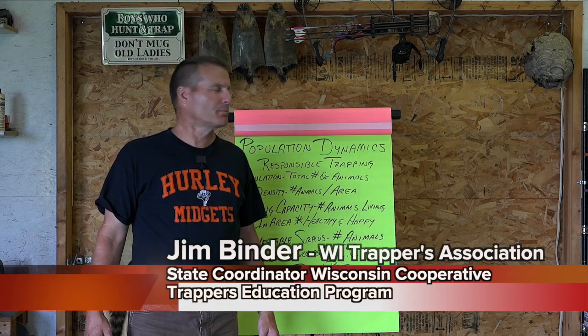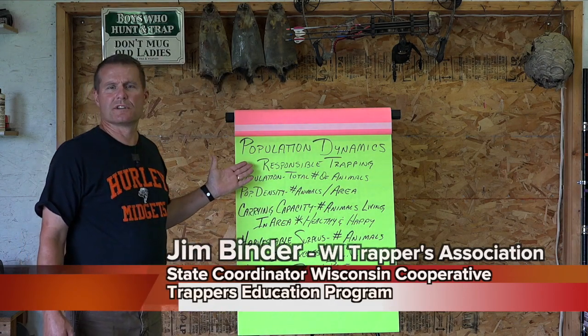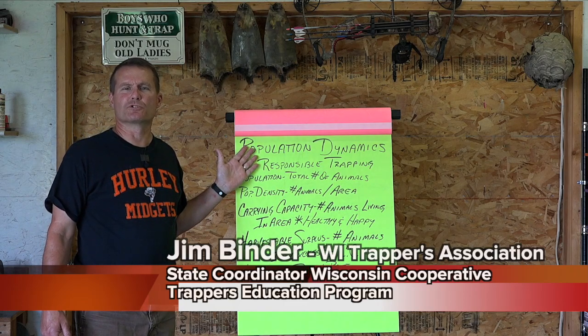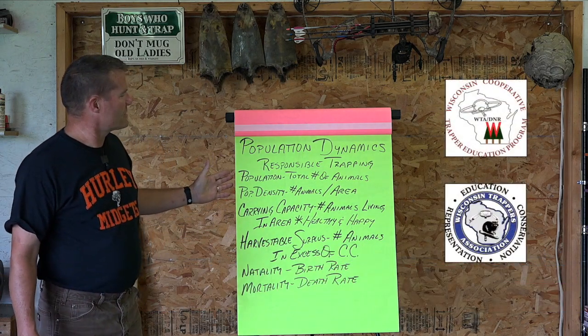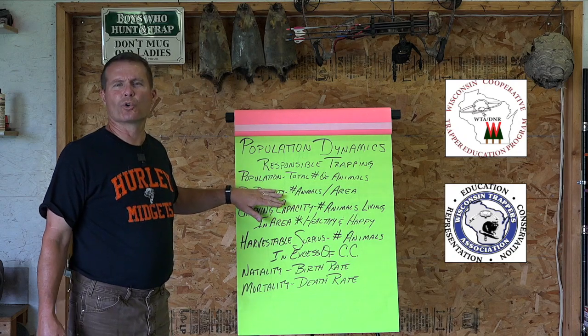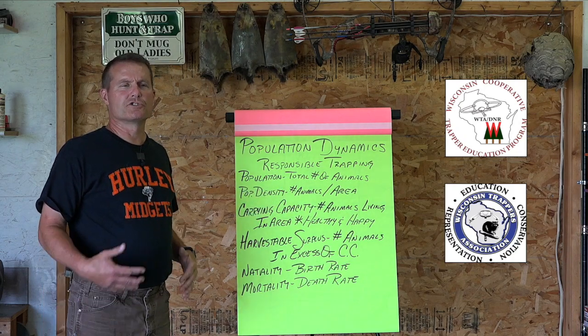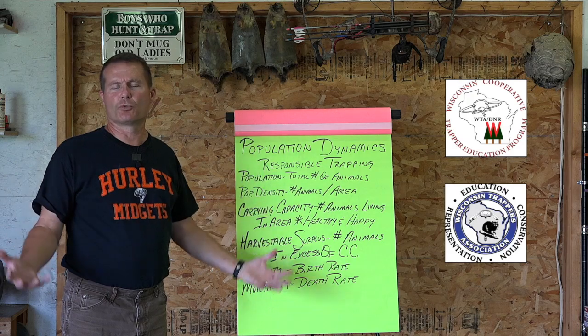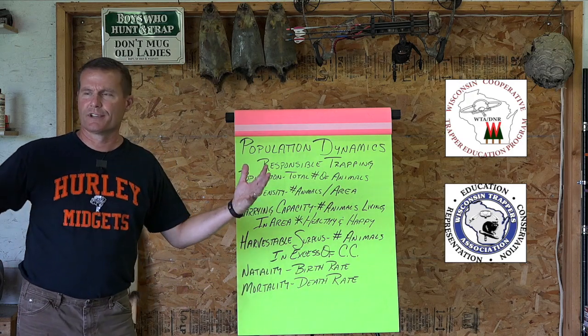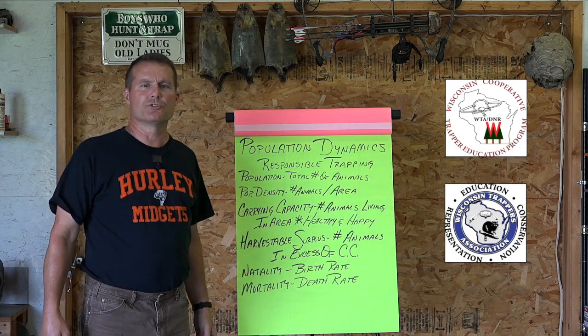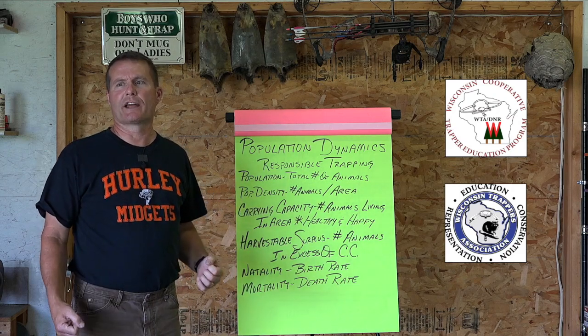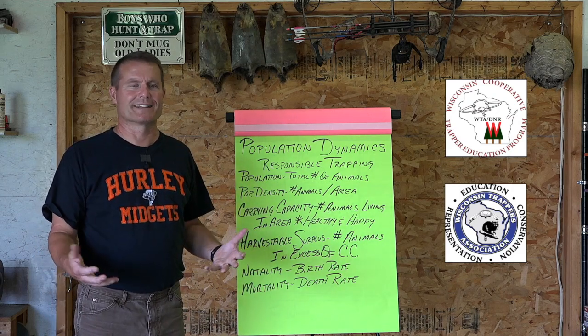I'd like to talk a little bit about population dynamics as far as it relates to responsible trapping. First, we're going to talk about a few definitions. Population is the total number of animals. In other words, you could say the total number of animals in Wapaka County. The population is 6,482 raccoons or some number like that, or you could say the number of animals in Wisconsin.